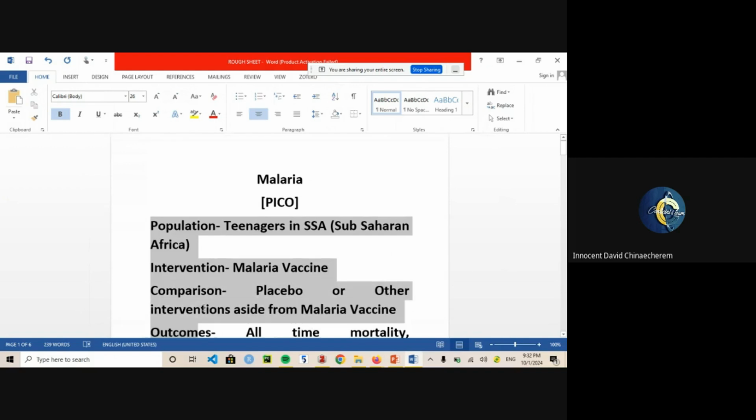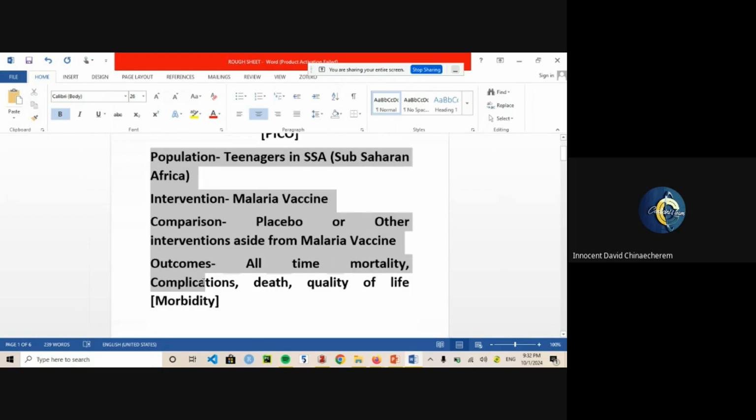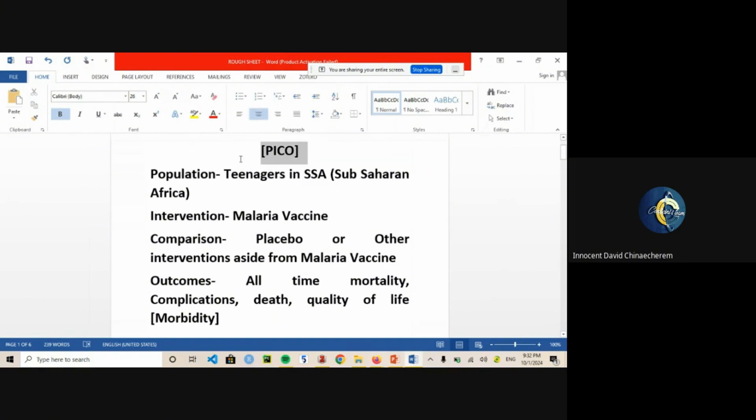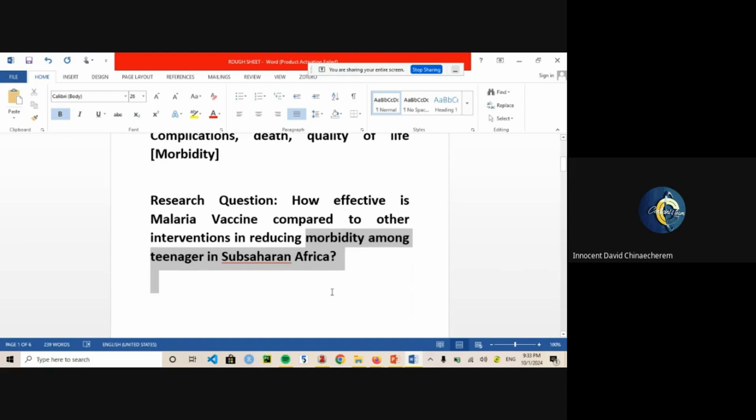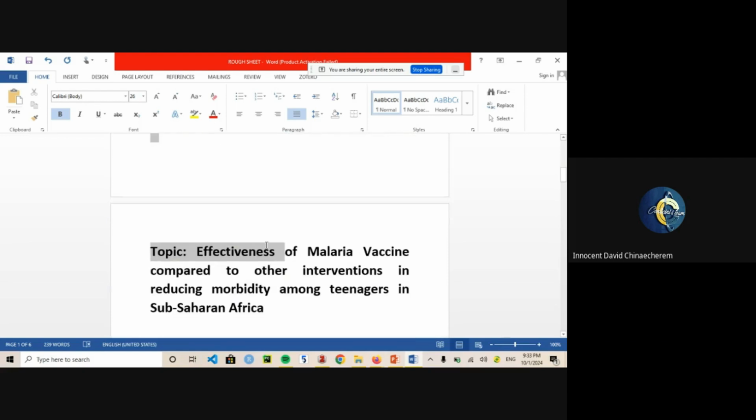We have an intervention, with our comparison, and our outcome, right? So properly placed, the PICO framework helped us in shaping our thoughts, and we're able to come up with a question like, how effective is malaria vaccine compared to other interventions in reducing morbidity among teenagers in Africa, right? Good. So we also made it clear that we can also use it to formulate our title.